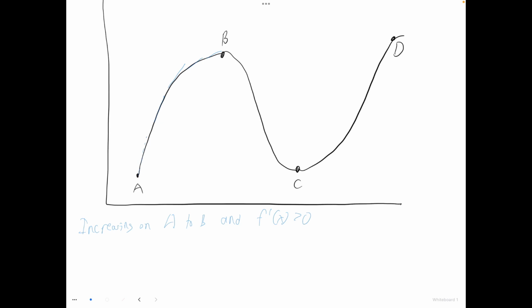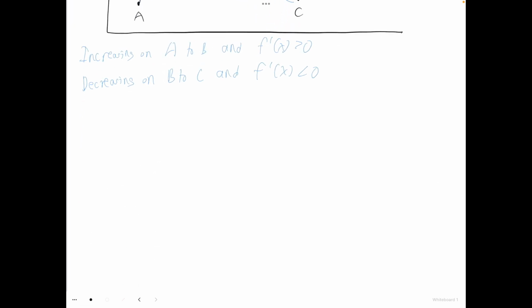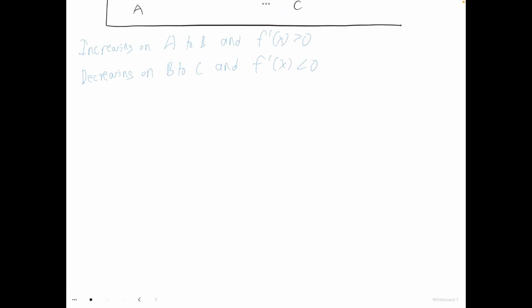Then on B to C, if we were to draw all of our tangent lines, notice that they are all negative. But we are also decreasing on B to C. We're going to smaller values. So we are decreasing on B to C, and the derivative is negative. And so this is not a coincidence. This is an idea that we have mentioned before, but we're going to now state it formally, and it just follows exactly what we just saw in this graph.